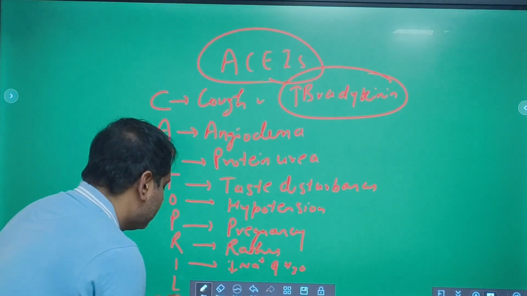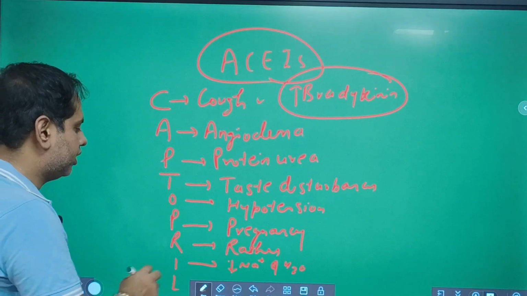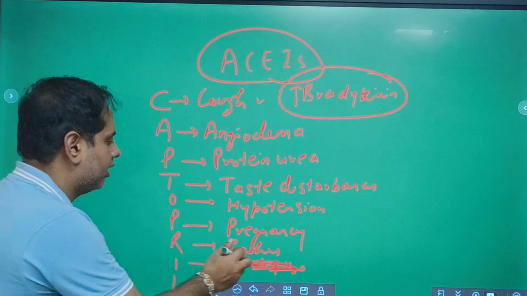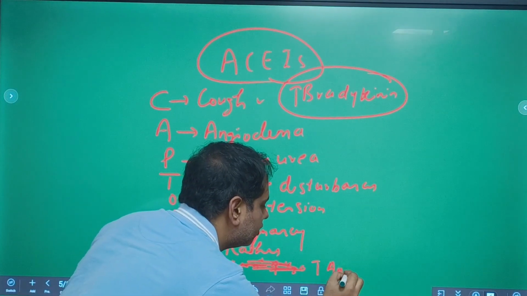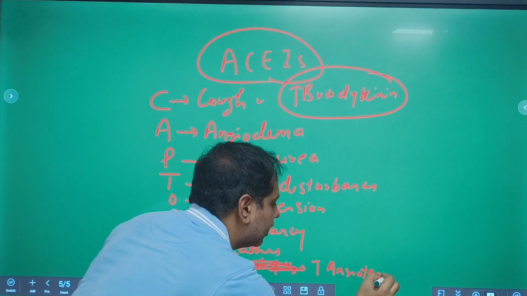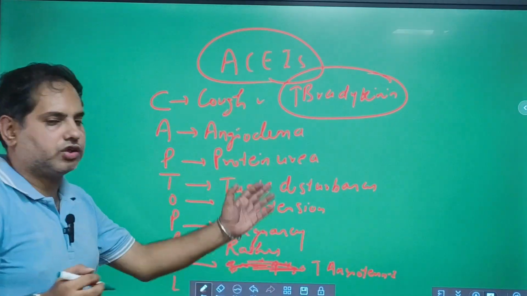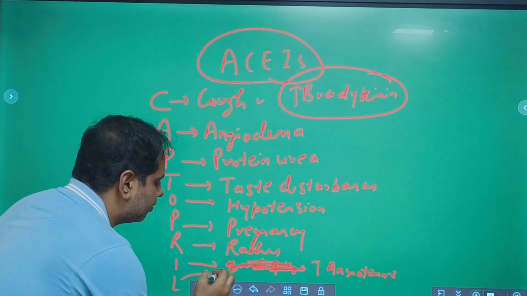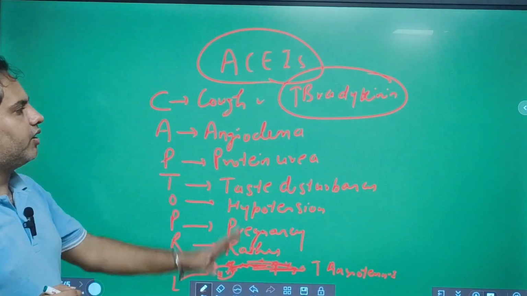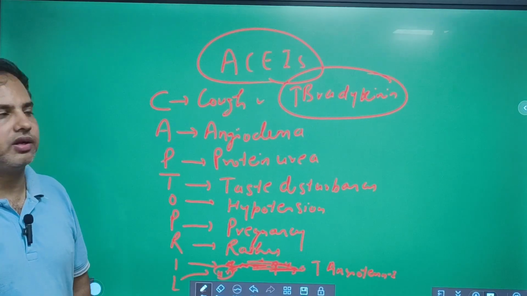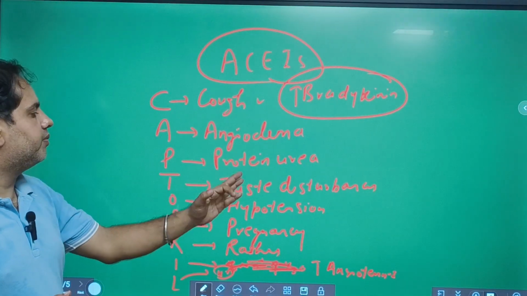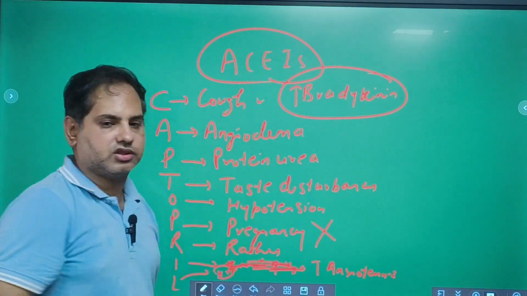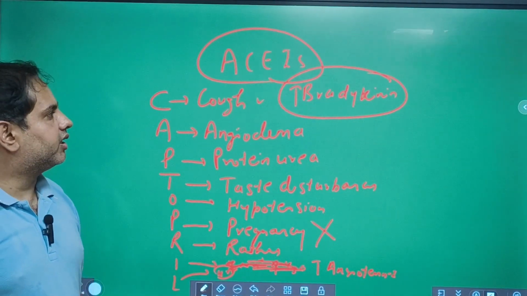Sodium and water. And L stands for, sorry, it's going to be increased level of angiotensin 1, because angiotensin 1 is not going to convert into angiotensin 2, and it's going to decrease the level of your potassium as well. So these all are the adverse effects of your angiotensin converting enzyme inhibitor. Captopril, cough, angioedema, proteinuria, taste disturbances, hypotension, all these are contraindicated in pregnancy. All ACE inhibitors are contraindicated in pregnancy.